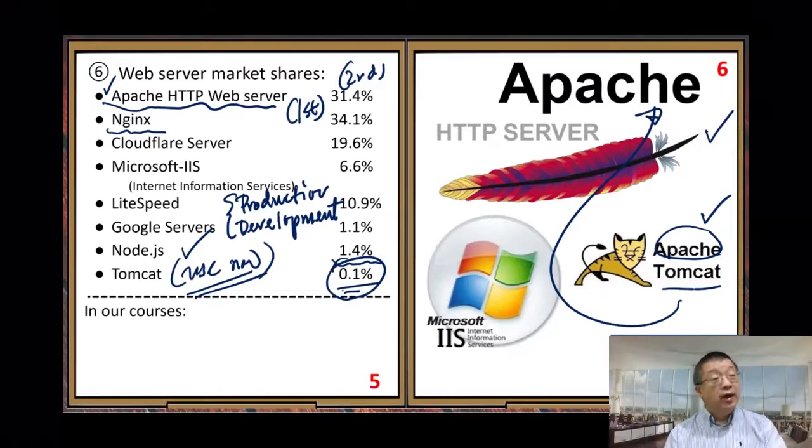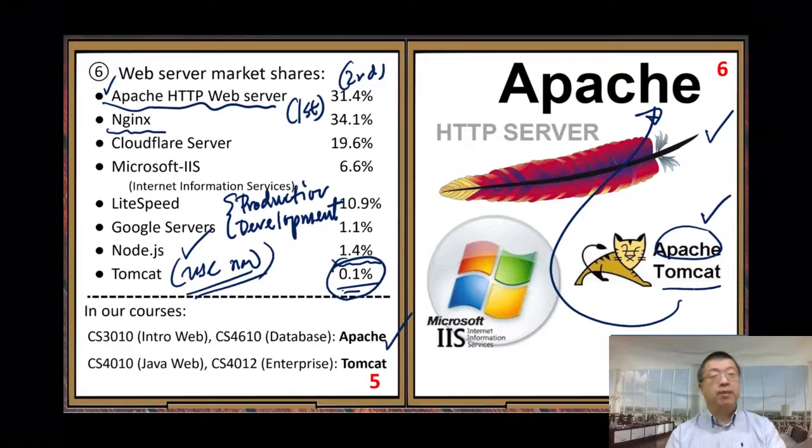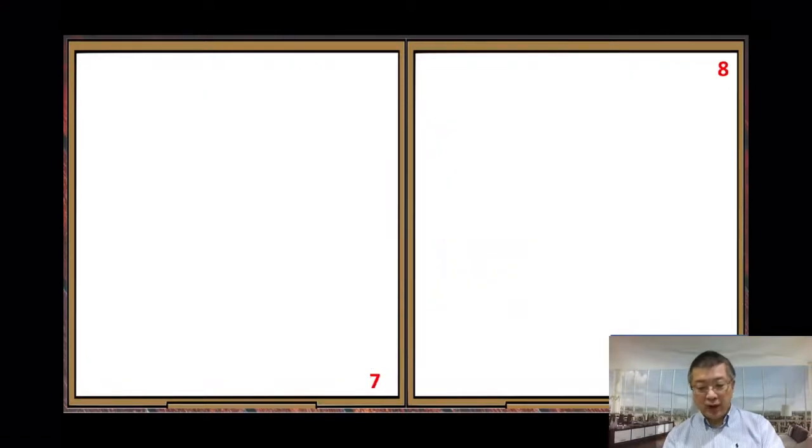All right. In our courses, these two courses, 3010 and 4610, we use Apache web server. In these two courses, 4010, this one, and 4012, another one after this one, we use Tomcat. All right. So in the last part of this video, let me just compare Apache and Tomcat a little bit. So do not get confused.